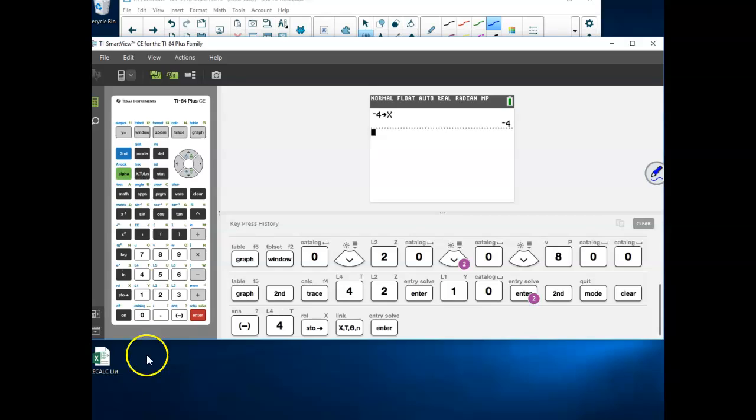So I can just type the function. I already forgot what it was. Was it 4x to the third? What is, thank you, 4x to the third. What's the rest of it?